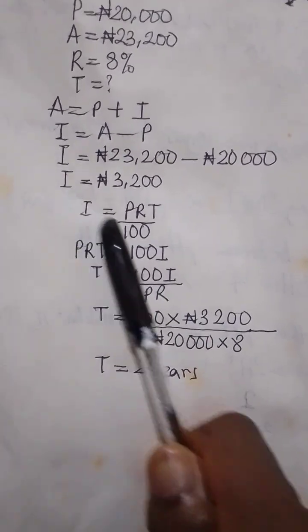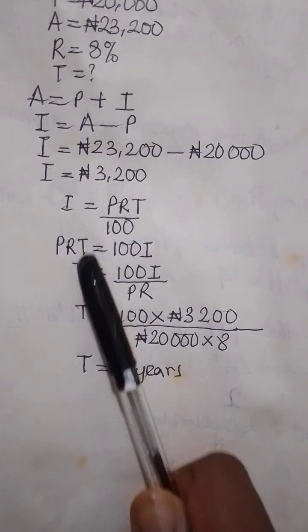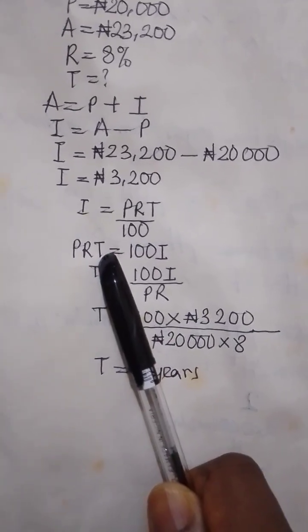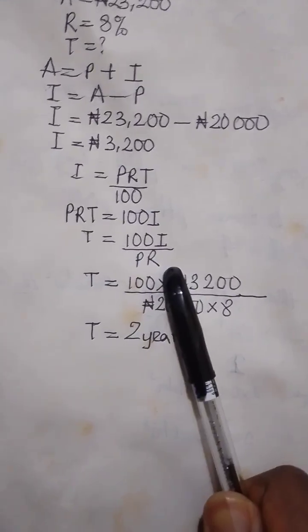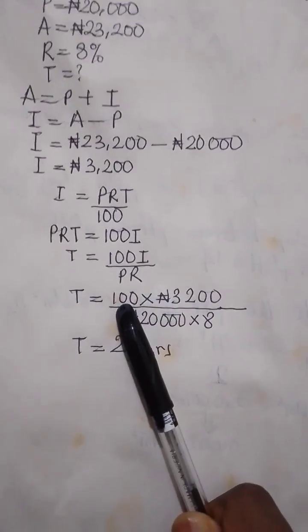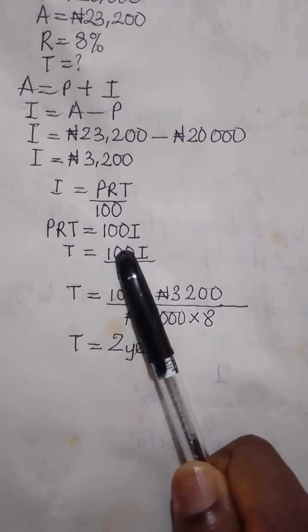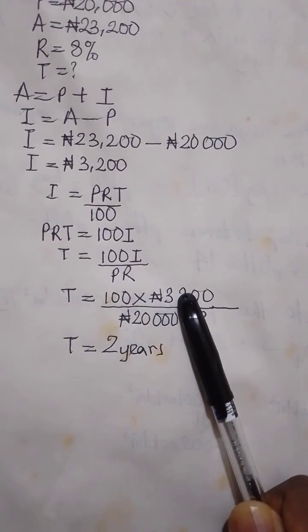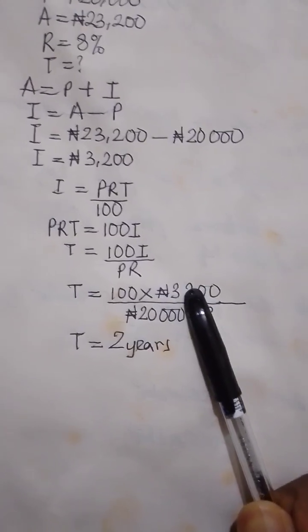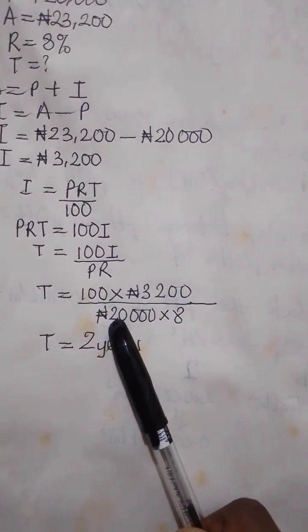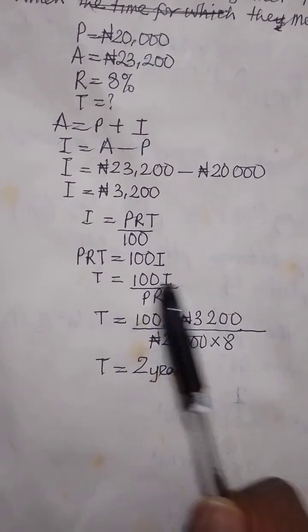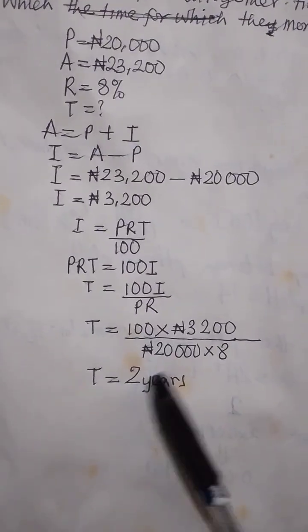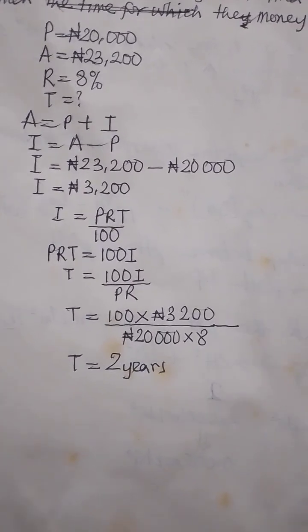That is, you cross multiply. 100I is PRT. Of course, divide both sides by PR. T is 100I over PR. So 100 times the interest, 3,200, over the principal, 20,000, and then the rate, 8. If you resolve this, you'll get 2 years.